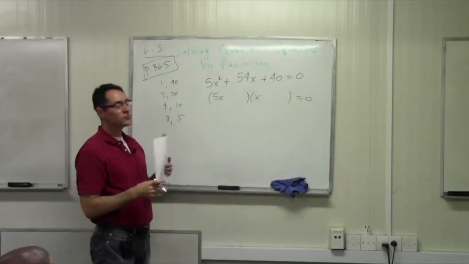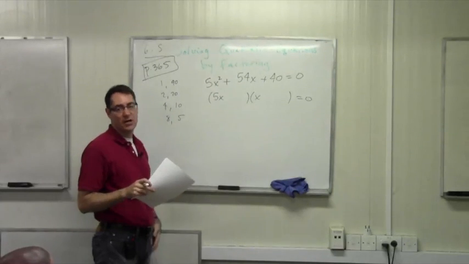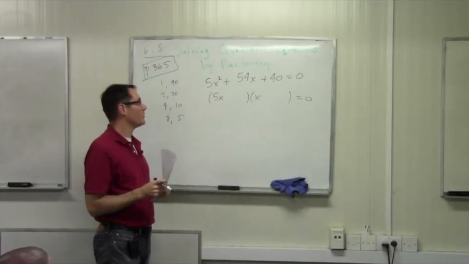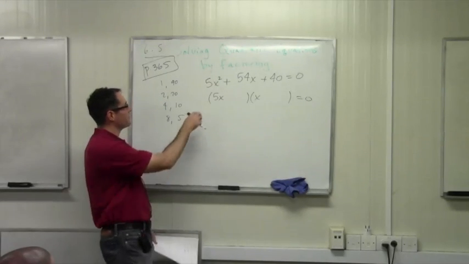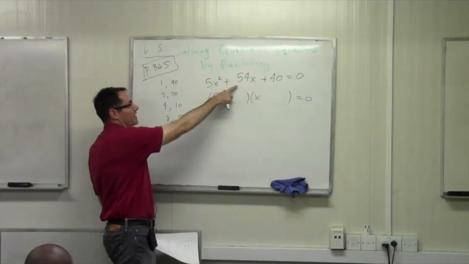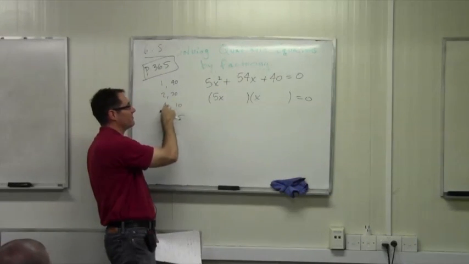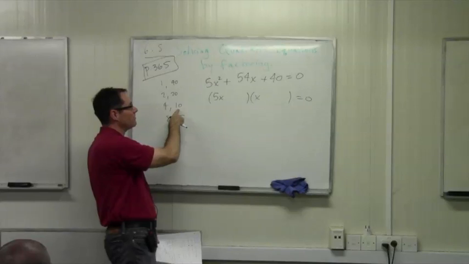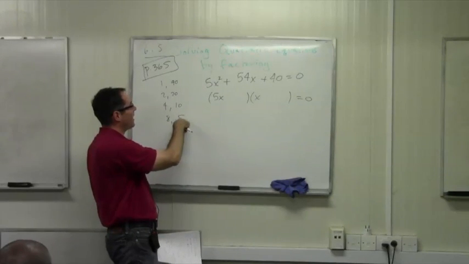OK, so this one's another one where you just got to figure it all out. The nice thing is it's all positive, so the odds are it's all going to be positive when you do all these factors. So let's see. 5 times 1 is 5 plus 40. You can't get 54. 5 times 2 is 10 plus 20. Can't get 54. 5 times 4 is 20 plus 10. Can't get it. 5 times 8 is 40. Can't get it.